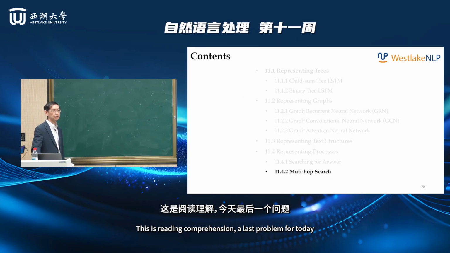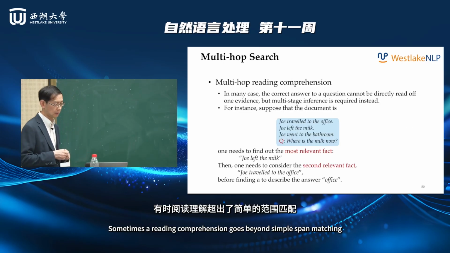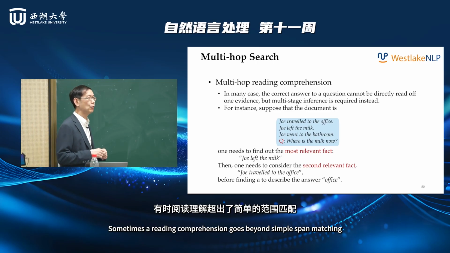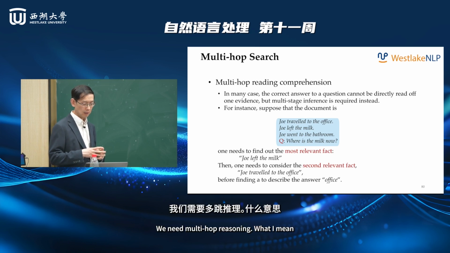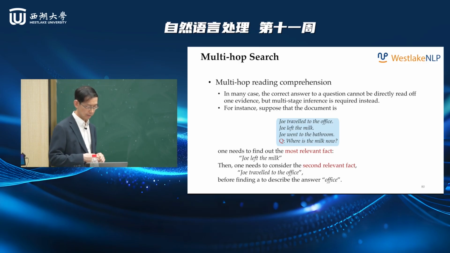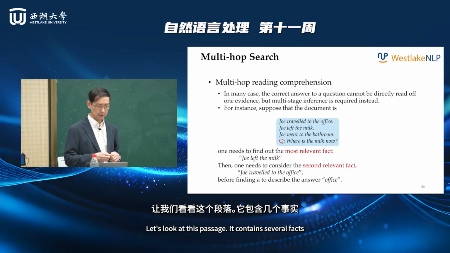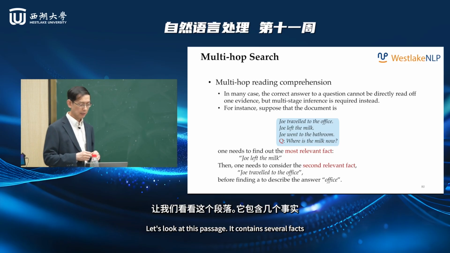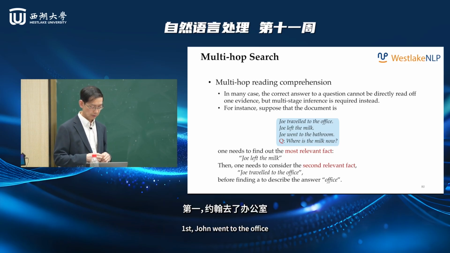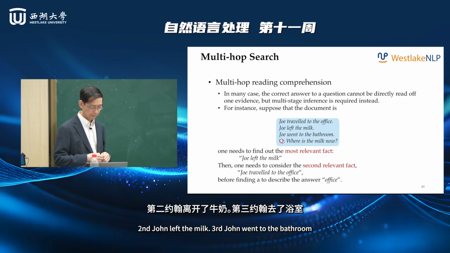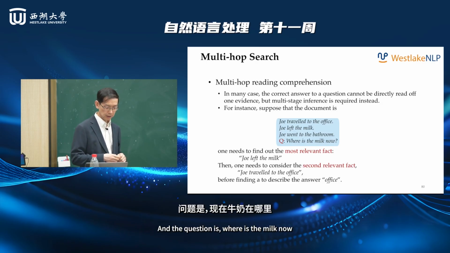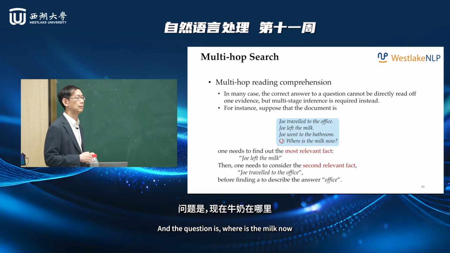A last problem for today. Sometimes our reading comprehension goes beyond simple span matching. We need multi-hop reasoning. What do I mean? Let's look at this passage. It contains several facts. First, John went to the office. Second, John left the milk. Third, John went to the bathroom. And the question is, where is the milk now? Okay?